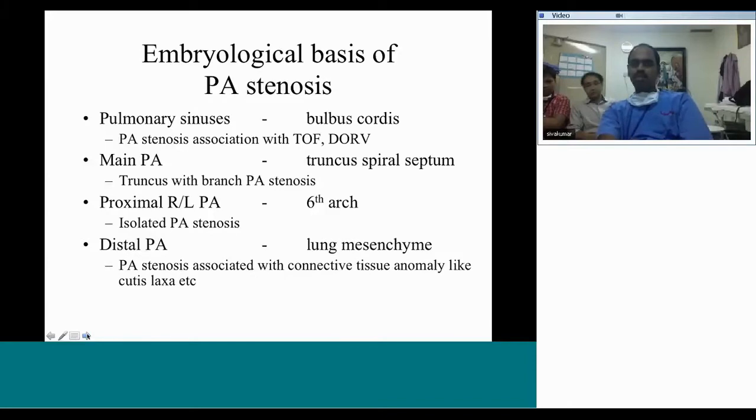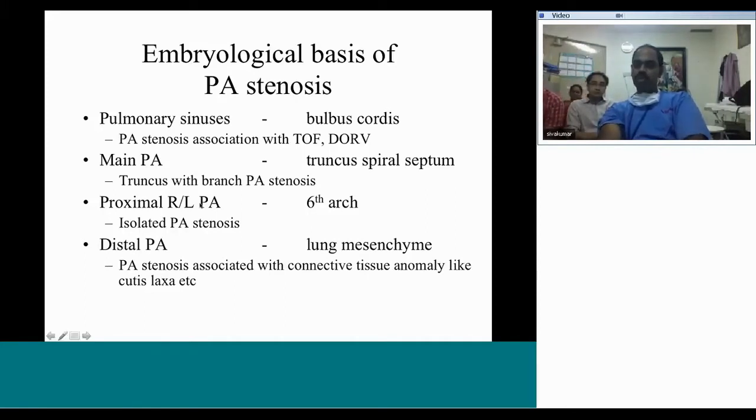What is the embryological basis of this pulmonary artery stenosis? The pulmonary arteries at the level of the sinuses are formed from the bulbar cords. So this is the type of abnormality that you will find in tetralogy of Fallot, double outlet right ventricle, and all that; there can be PA stenosis. The main pulmonary artery arises from the truncus with the formation of the spiral septum. So this is where you will get truncus arteriosus with branch PA stenosis.